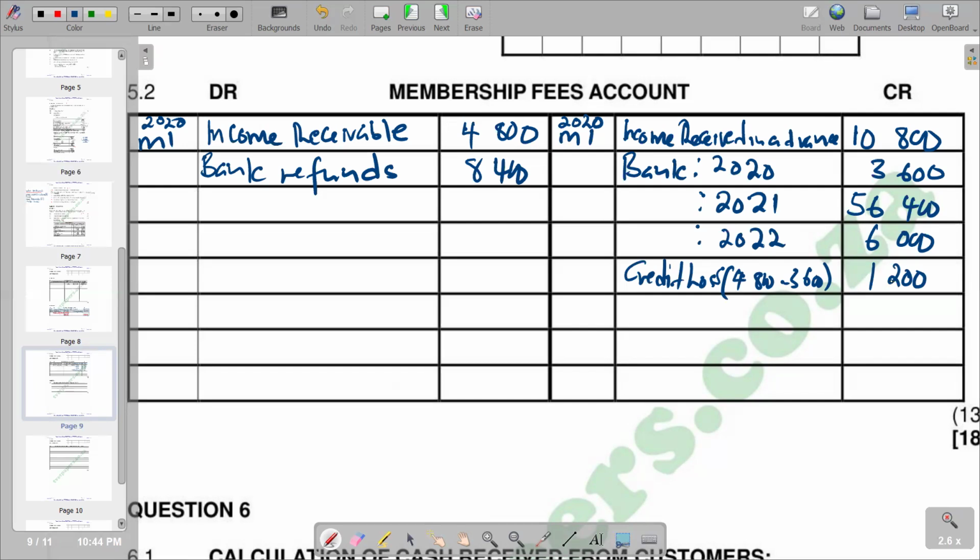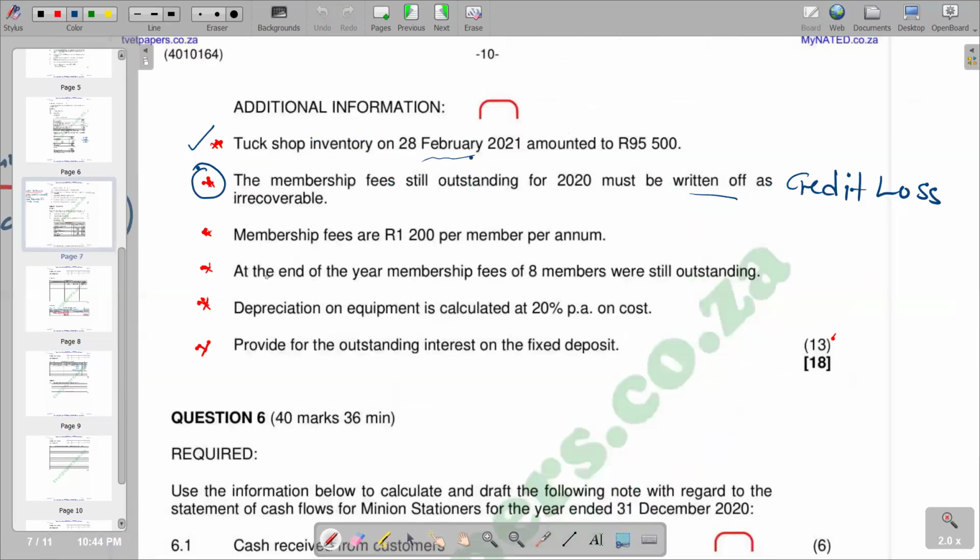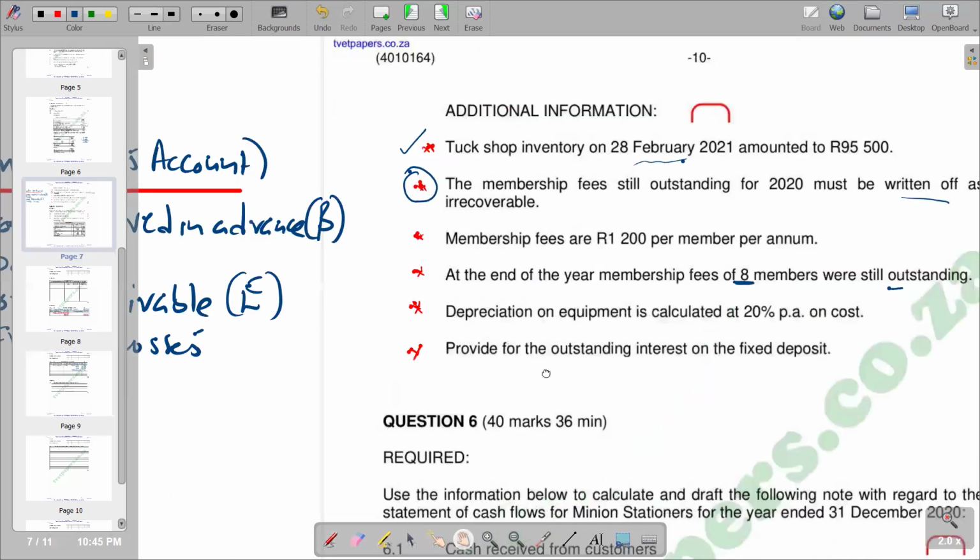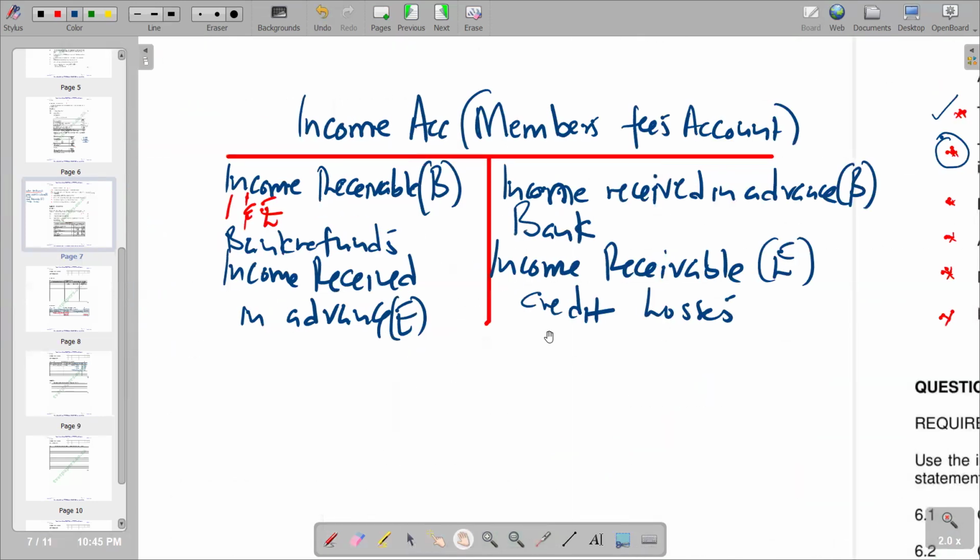And then we can now put our closing balances, which we can only get in the additional information. So we are told that membership fees are 1,200 per member per annum, which is very correct. And then we go to the next point saying at the end of the year, membership fees for 8 members were still outstanding. These membership fees that are still outstanding are now the income receivable at the end. The ones that are still outstanding are the income receivable at the end.